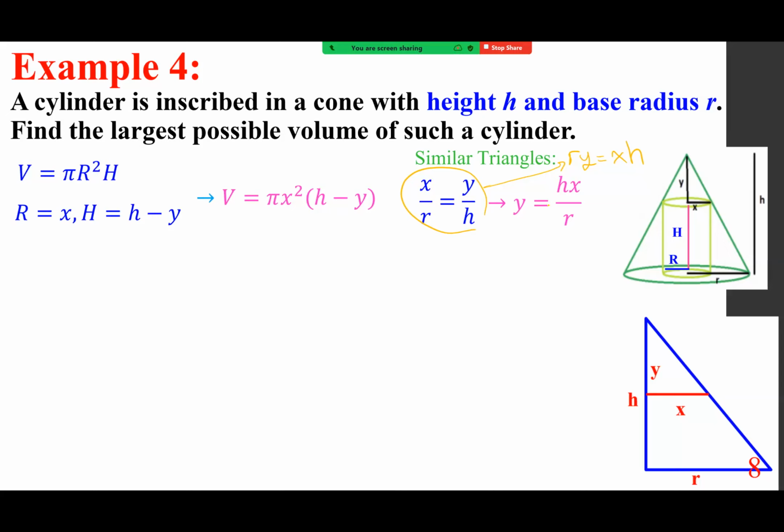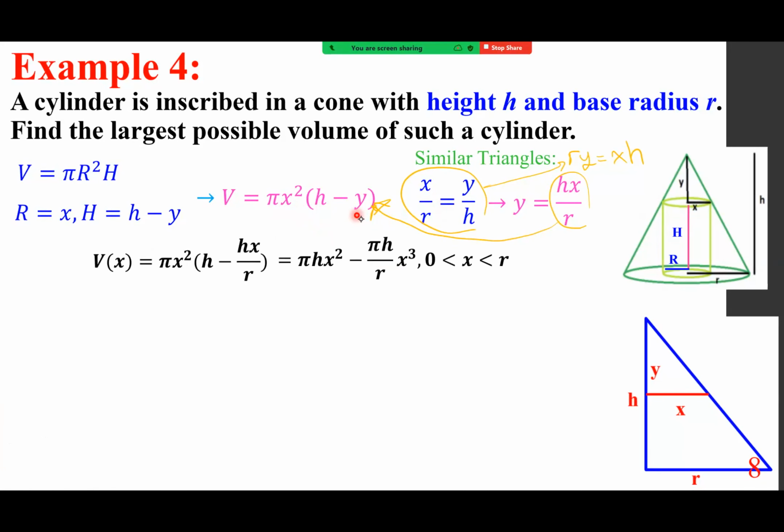And now we are going to replace it here. And v, the volume of a cylindrical shape, which is a function of two variables, x and y, with that becomes a function of one variable. So let's change the y. Multiply it, and x is between 0 and r, and there are many ways to do the interpretation of that.